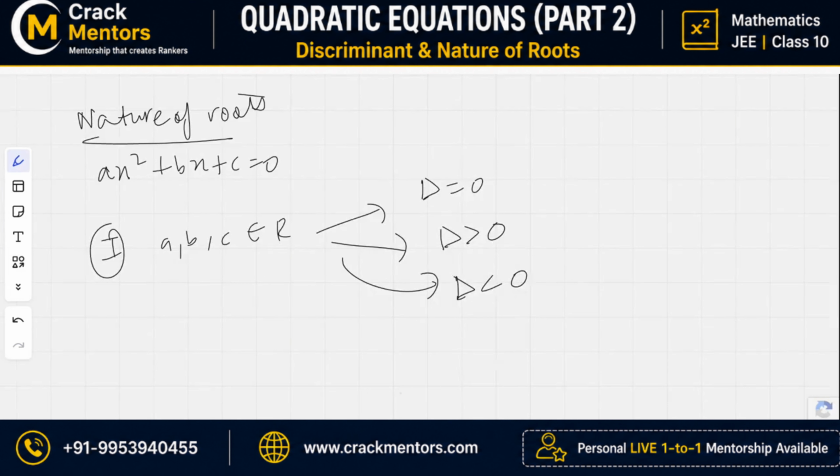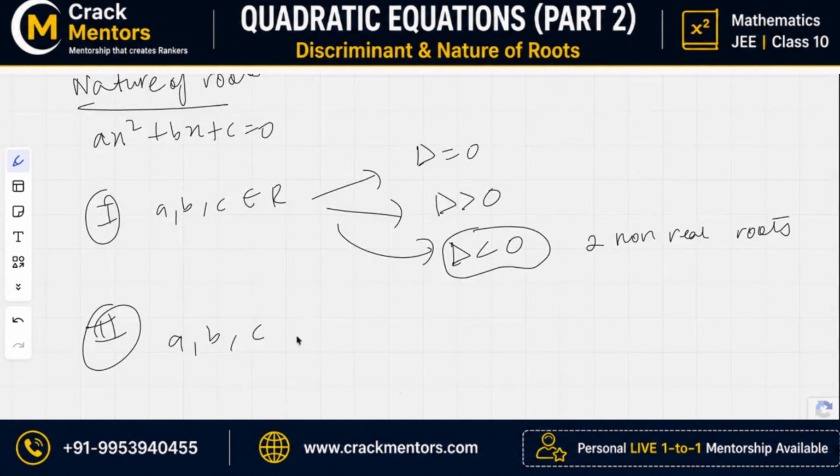Just one thing again I can say. This means that it will have no real roots, right? And since it's a quadratic equation and we know non-real roots occur in pairs, if it has no real roots, that means it will have 2 non-real roots and they would be conjugates of each other, right?